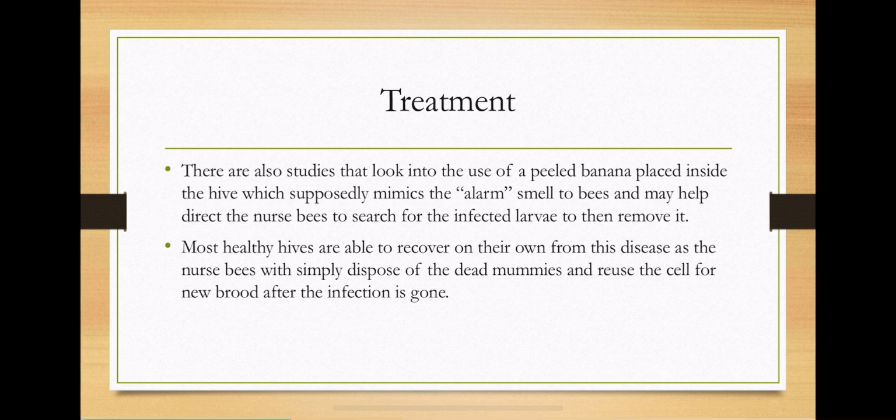Treatment of chalkbrood. There are also studies that look into the use of a peeled banana placed inside the hive, which supposedly mimics the alarm smell to bees and may help direct the nurse bees to search for the infected larvae to then remove it. Most healthy hives are able to recover on their own from this disease, as the nurse bees would simply dispose of the dead mummies and reuse the cell for new brood after the infection is gone.